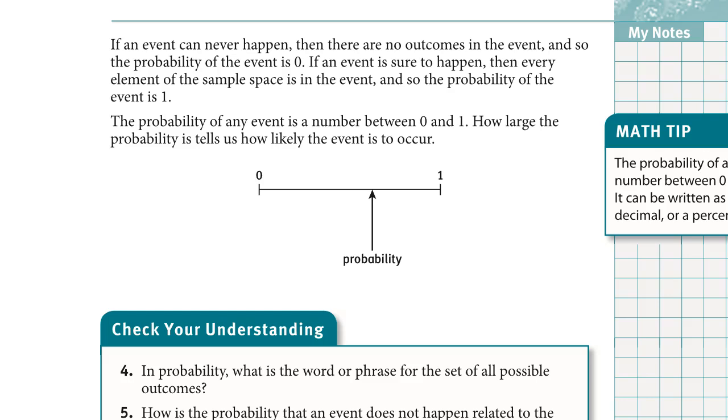On the next page, it sort of summarizes those results. If an event can never happen, the probability is 0. If an event is guaranteed to happen, the probability is 1, which as a percent means 100%. More often, the probability is something between 0 and 1, some kind of fraction in between 0 and 1.